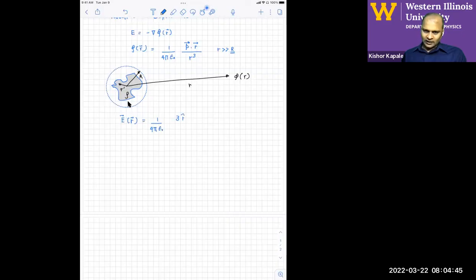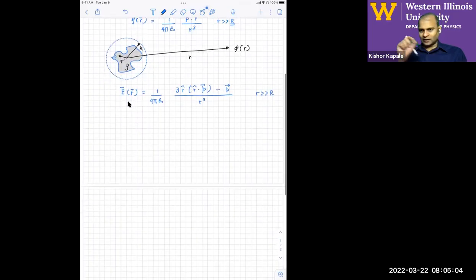So this is something you can do: 3 r hat dotted with P, r hat, minus the vector P itself, divided by r cubed. And again, r is much, much less than the size, so you are at points really far away from the charge distribution. So let's take a look at now the polar coordinate calculation.